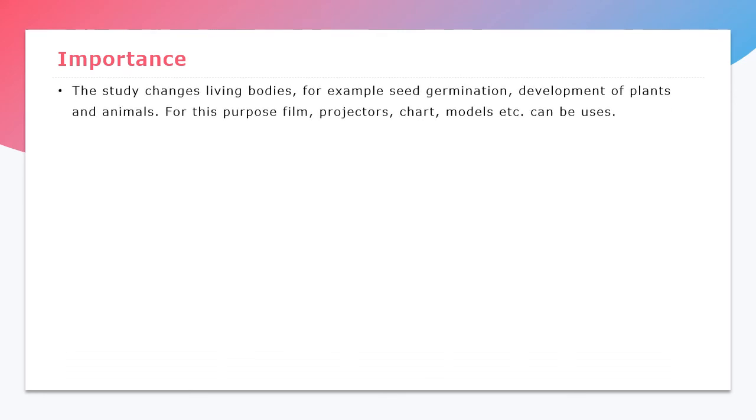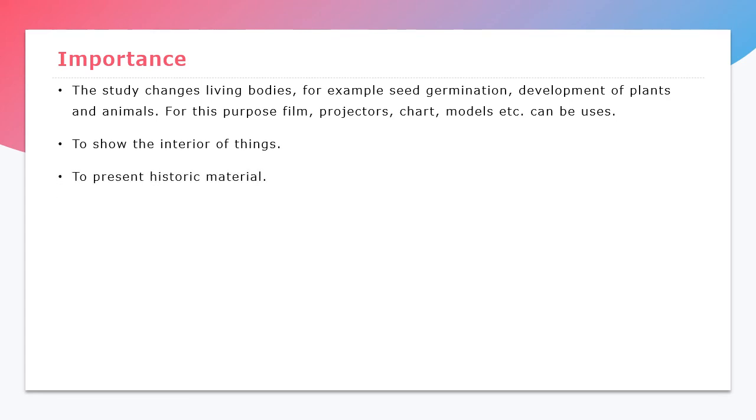So now let's see the importance of using audiovisual aids in the teaching and learning process. First, the study of changing living bodies, for example, seed germination and the development of plants and animals. For this purpose, films, projectors, charts, models, etc. can be used to show the interior of things. The human body and the internal structure of animals can be studied with the help of photographs, films, models, etc.